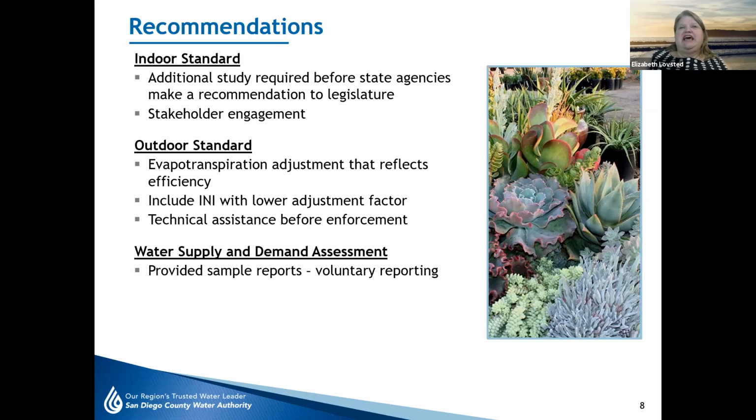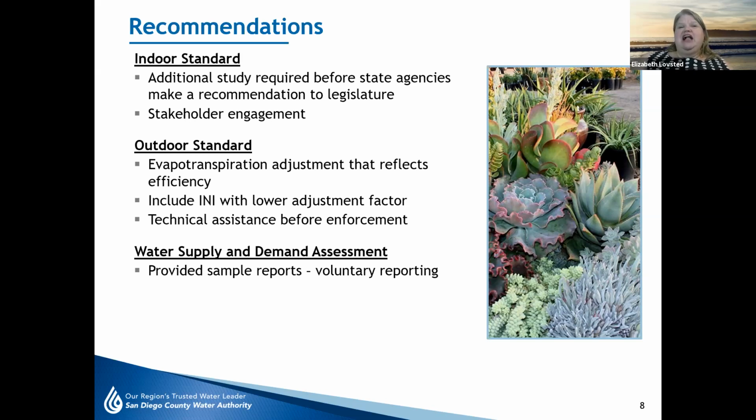Outdoor standards, we just really think that we need to look at hydrology, and we need to make sure that we're not forcing people to make drastic changes in landscape. Water use efficiency is making sure that we're maintaining what we have at an efficient rate. And so that's one of the concerns that we have.